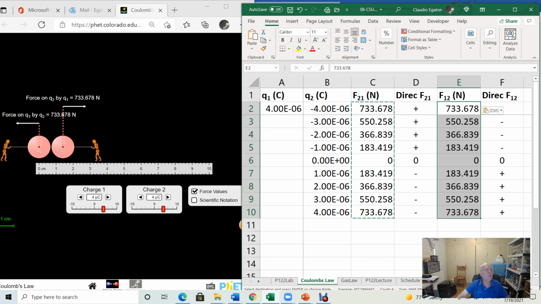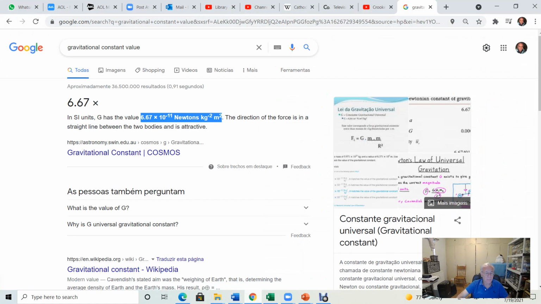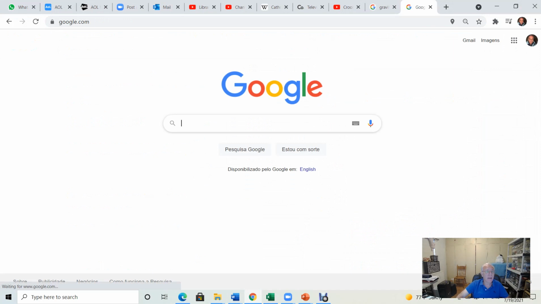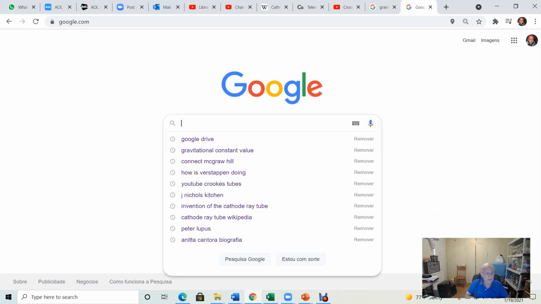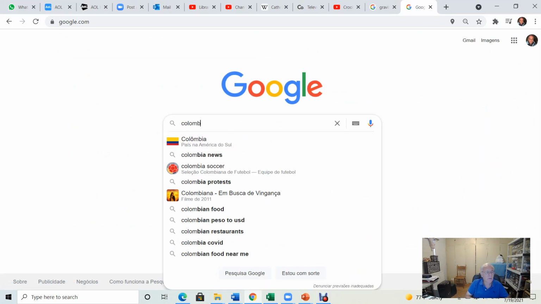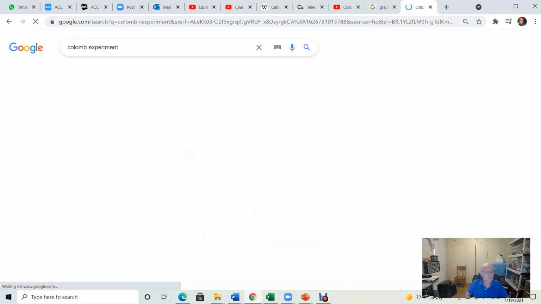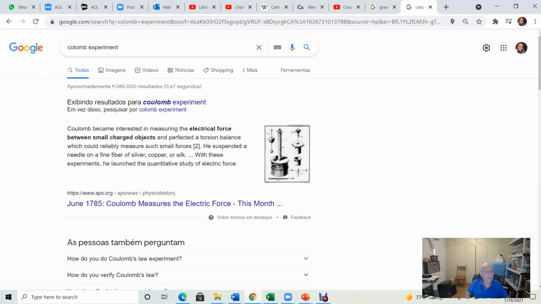In real life, we would use the same apparatus that I showed to you, I believe, for the gravitational force in Physics 1A, 120, okay? So that should be the Cavendish experiment using the torsional balance. Here you go, Cavendish, not Cavendish, sorry, it's the Coulomb experiment. The Cavendish experiment is for the gravitational force, okay?